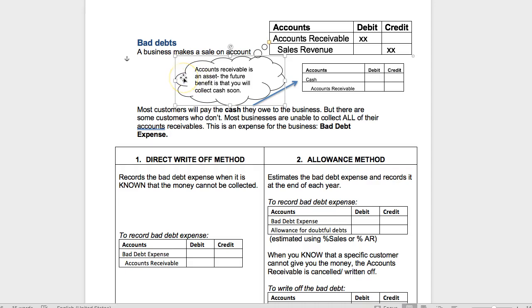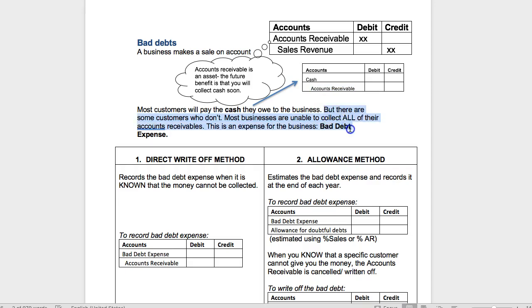Accounts receivable is an asset. The future benefit is that you will collect the cash soon. Most customers will pay the cash they owe. So when you collect the cash, you debit the cash to increase and you decrease or cancel the accounts receivable.